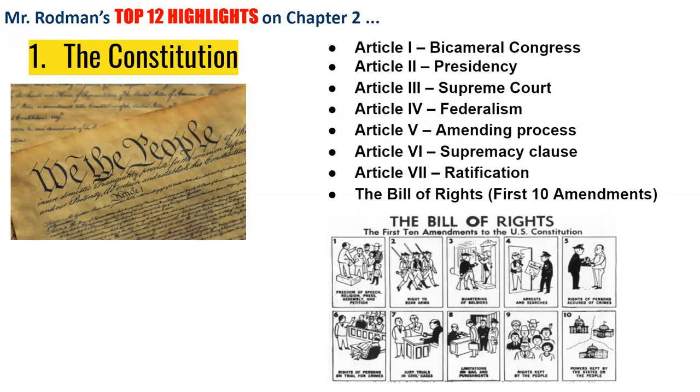But those first 7 articles, really the foundation, the framework where we get the founders and framers creating our new government. The Articles of Confederation going away, the Constitution being the new form of government, going to create a stronger central government. First of all, Article 1, going to create a bicameral Congress to balance out the large and small states, and many other compromises along the way that will take effect here in Article 1.